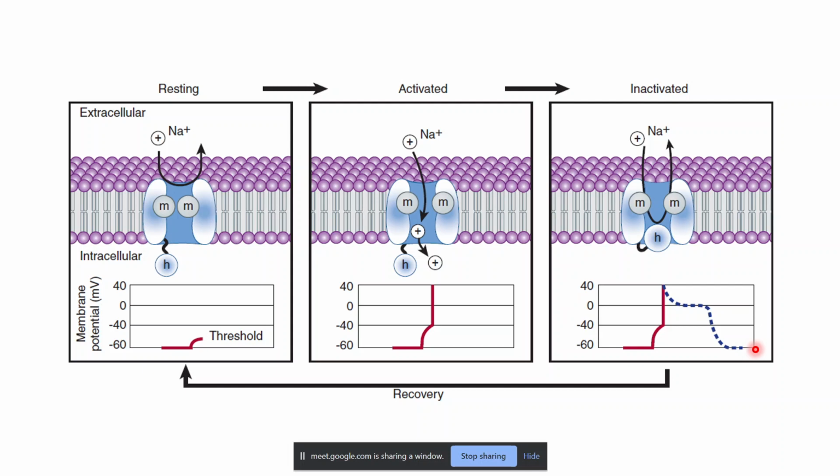Afterdepolarizations are transient depolarizations that interrupt phase 3, that is early afterdepolarizations, or phase 4, that is delayed afterdepolarizations. Early afterdepolarizations are usually exacerbated at slow heart rates and are thought to contribute to the development of long QT-related arrhythmias. Delayed afterdepolarizations, on the other hand, often occur when intracellular calcium is increased. They are exacerbated by fast heart rates and are thought to be responsible for some arrhythmias related to digitalis excess, to catecholamines, and to myocardial ischemia.